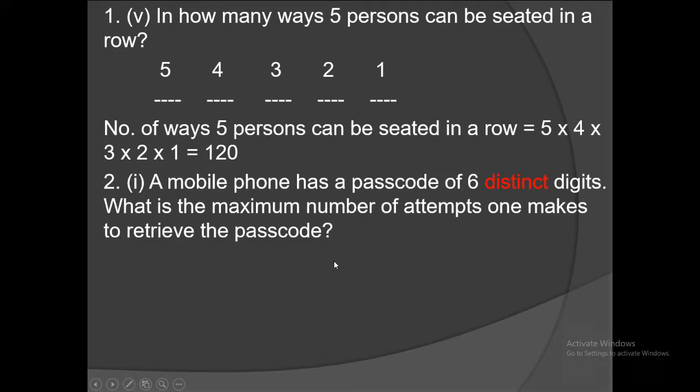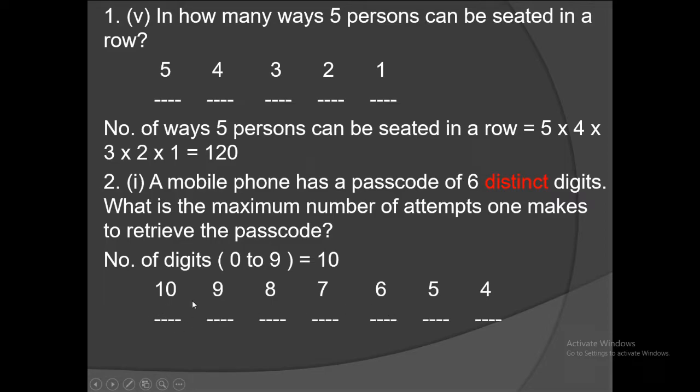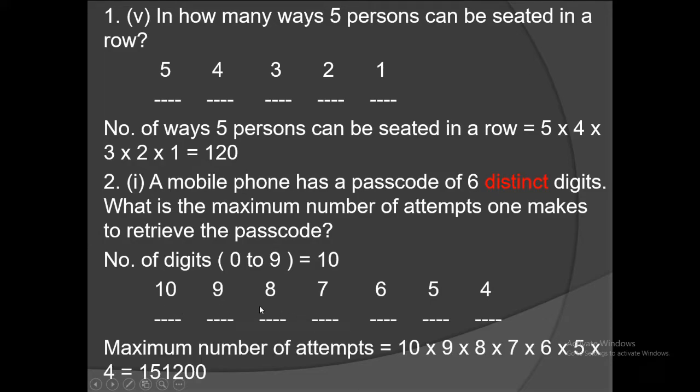So 6 distinct digits, so 6 places. Totally there are 10 digits, isn't it? Numbers 0 to 9, totally 10 digits. So we have 6 places, 1, 2, 3, 4, 5, 6 places. So the first place can be 10, second place can be 9, third place can be 8, fourth place can be 7, then 6 and 5. Okay, so it was wrongly given as 4. So totally the multiplication value is 151200. So this is the way the maximum attempts can be done.